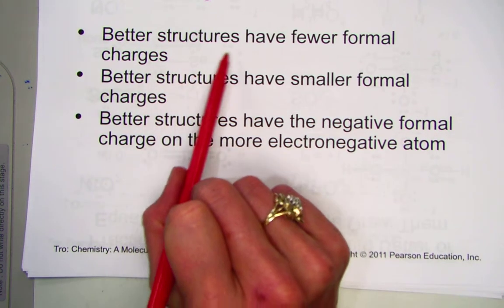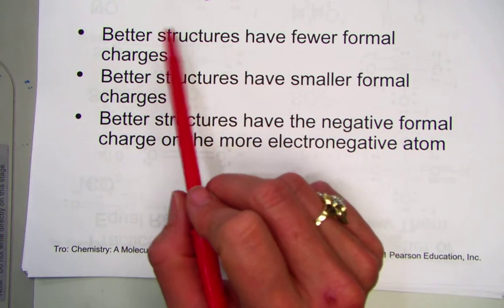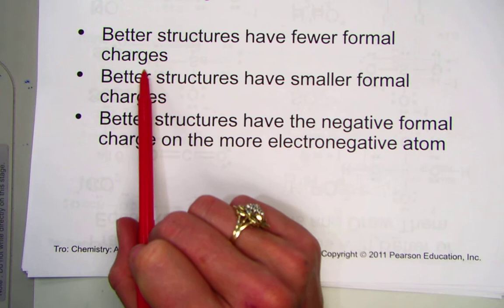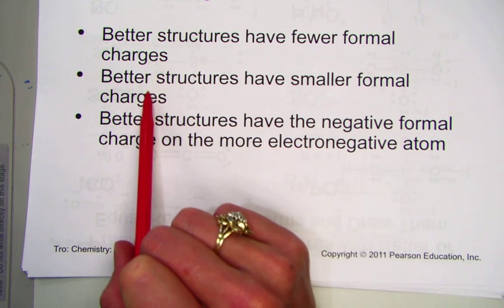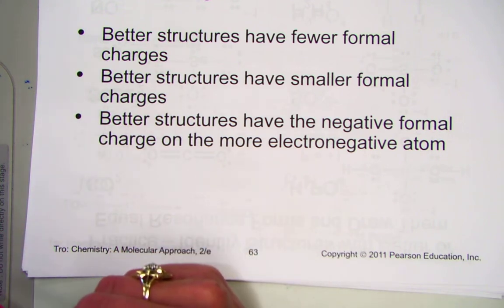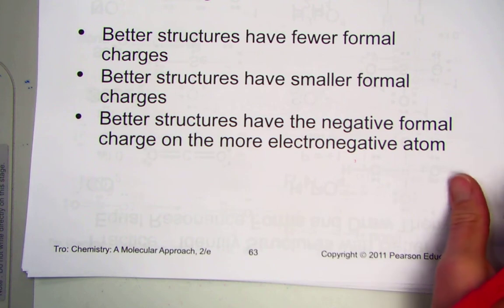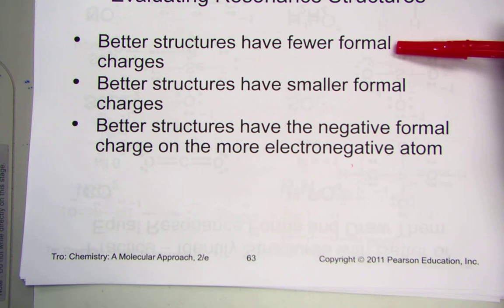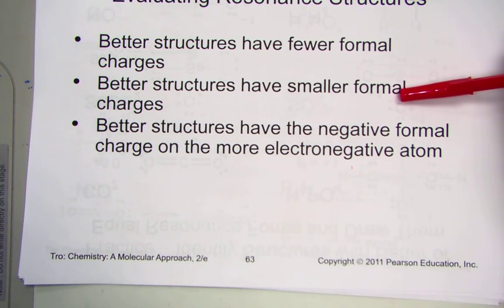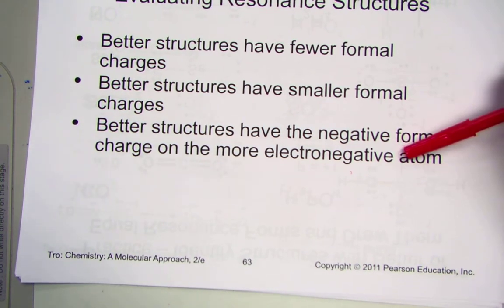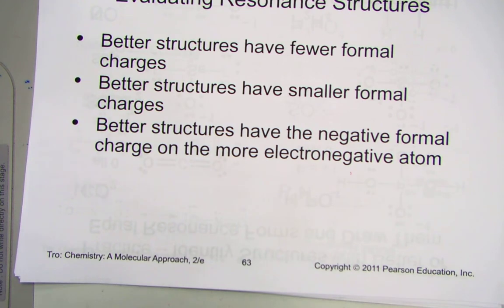As you draw your structures and are trying to decide the best possible placement of elements, the better structures have fewer formal charges. Better structures have smaller formal charges. Better structures have the negative formal charge on the more electronegative element. Ideally, everyone has 0. If I cannot draw a structure where that happens, try to make the formal charge the smallest number possible. And if I do need to place a formal charge, be sure the elements closest to fluorine end up to have a negative formal charge.